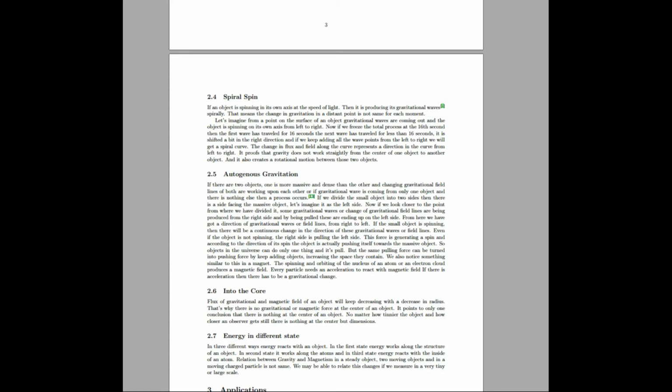You see gravitational waves, you can change it with gravitational field lines if you want. If you think it's creating a mess, then just change it with it. Because I was having a problem with it, so I changed it in here. Now, autogenous gravitation. It's like a moving object.